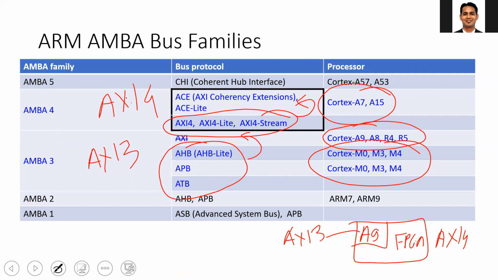Inside the AMBA protocol, we are not going to study the ATB and AHB during the lectures, that is your quiz 1. What we are going to study is the AXI 4, and later, if we get time, we will study the ACE or CHI.